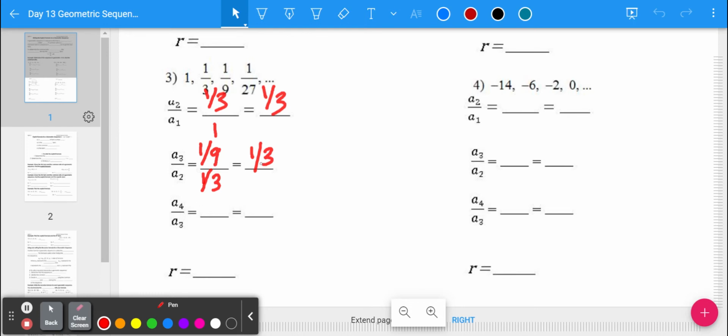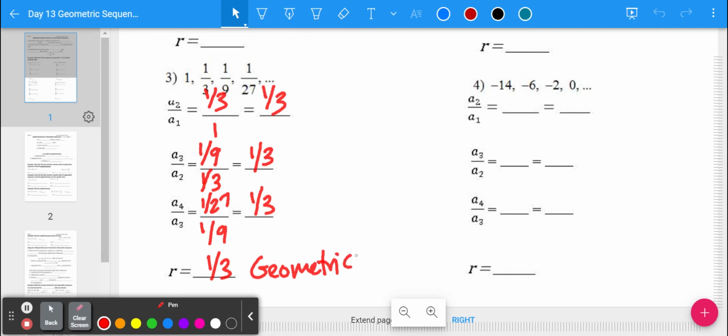When I take 1/27, which is my fourth term, and I divide it by the third, 1/9, I also get 1/3. I notice that all those values are the same, so my common ratio is 1/3, and this is a geometric sequence. This is just another way of testing: is it geometric?